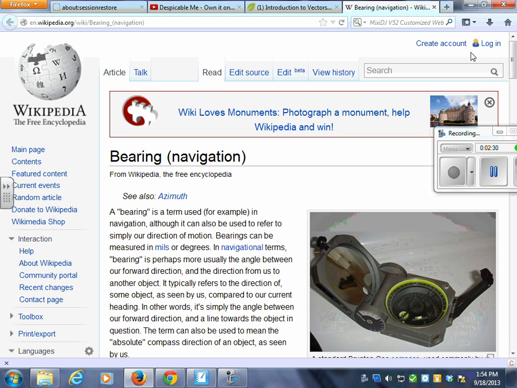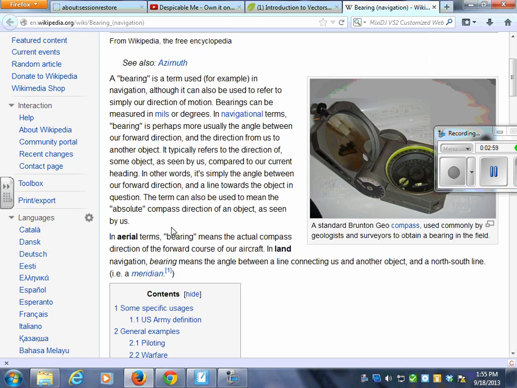In navigation terms, bearing is perhaps more usually the angle between our forward direction and the direction from us to another object. It typically refers to the direction of some object seen by us compared to our current heading. In other words, it's simply the angle between our forward direction and a line towards the object in question. So in other words, if I'm going straight ahead, I'm trying to go to the door, that's the bearing there. That's the difference, right? The term can also be used to mean the absolute compass direction of an object as seen by us. In aerial terms, bearing means the actual compass direction of the forward course of our aircraft.